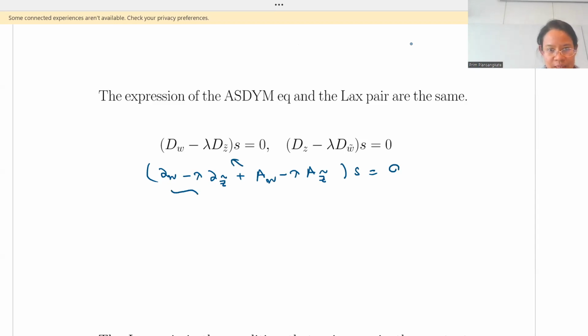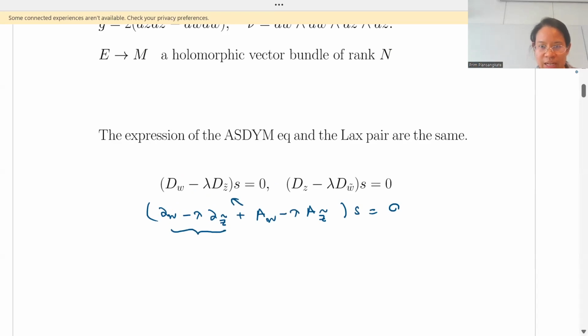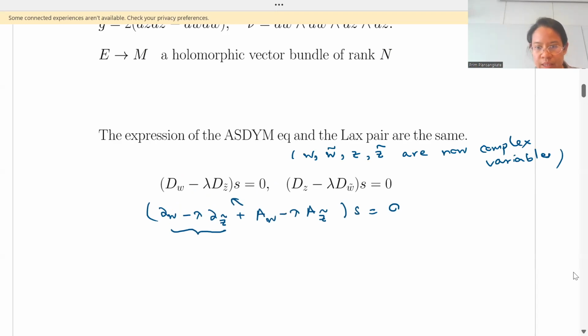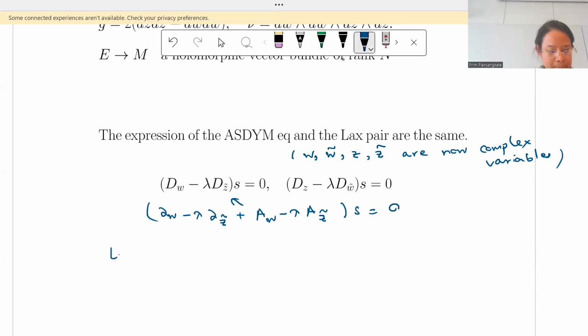Then if I look at this vector field, now a holomorphic vector field, I say that the expressions for the anti-self-dual equation and the Lax pair are the same, but now the coordinates are all complex variables. Okay. And if we write the Lax pair out, we see this, and suppose I call this L. So that, suppose we let L be this vector field lambda.